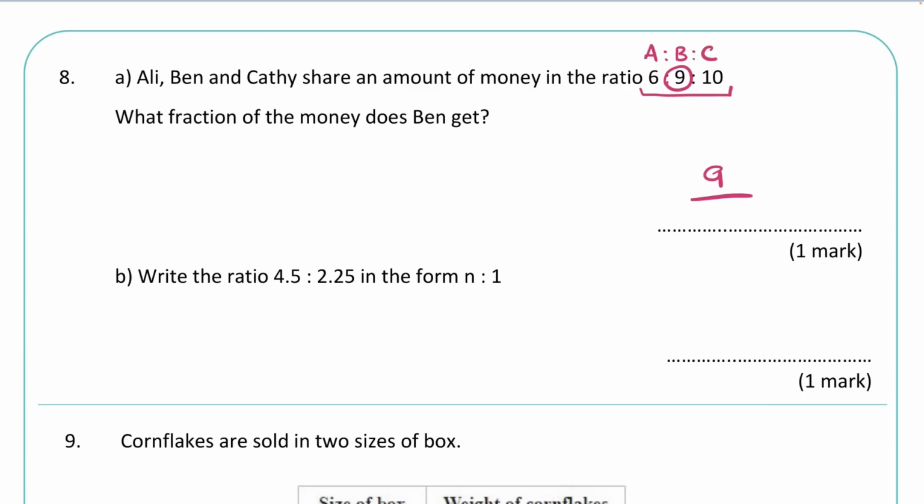So 6 add 9 add 10, and that adds up to 25. Just remember to use your calculator for these steps, don't make a little mistake there. Just because there's 3 relatively nice numbers to add up, just use your calculator, get the number right, and secure that mark. So there we go, 9 out of 25 is Ben's part.